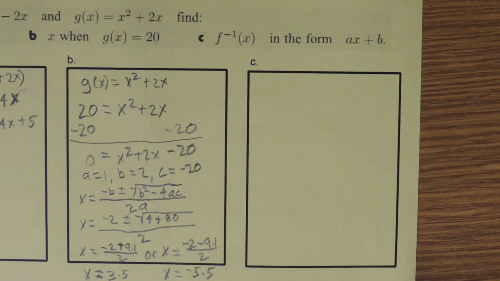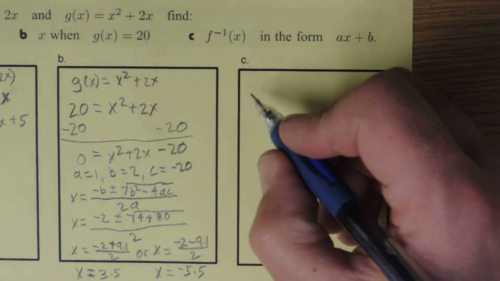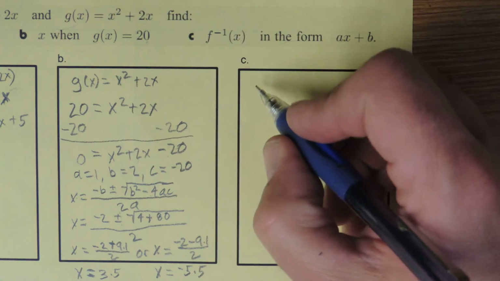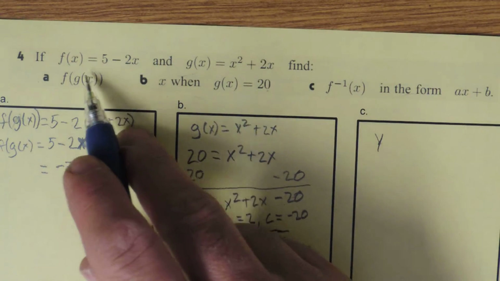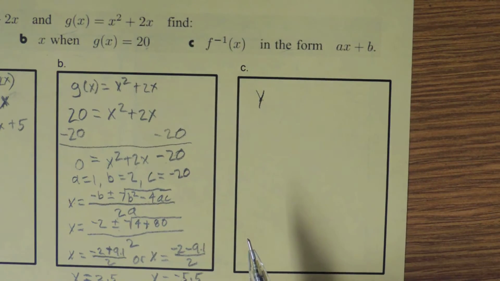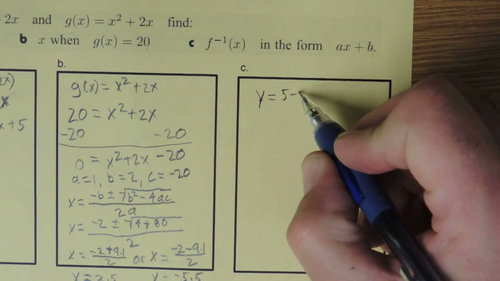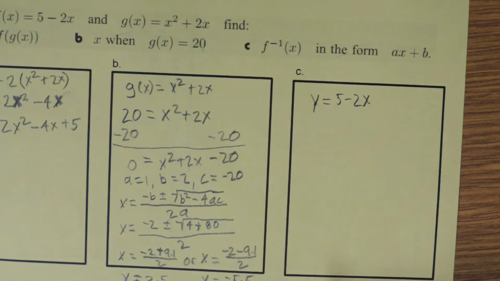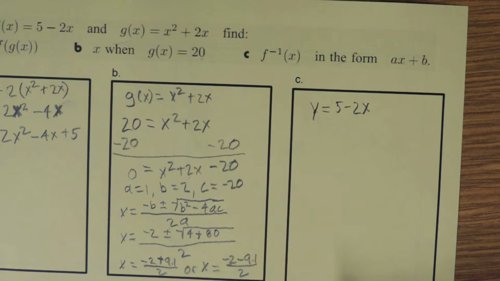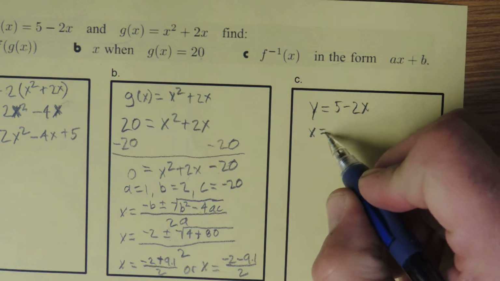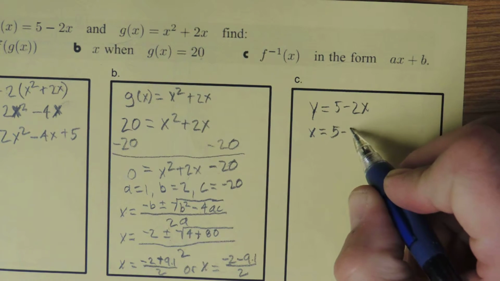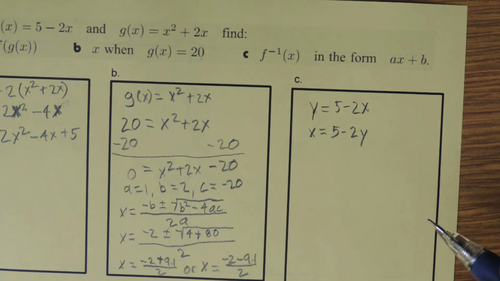Question C asks me to find the inverse, so f inverse of x. To do that, I put a y where the f of x is. So I'll go back to my f of x. F of x equals 5 minus 2x, so I'll say y equals 5 minus 2x. Then I change places with the x and the y. So I put x equals 5 minus 2y, because I'm going to want to go the other direction. And I solve for y.